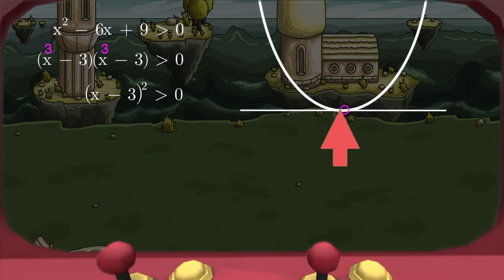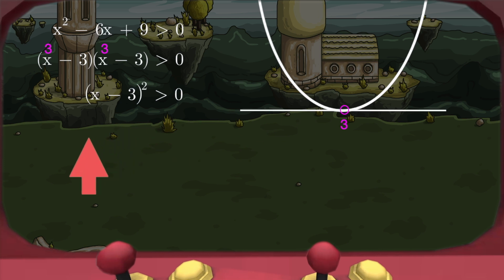Okay. Now we want to know, where is the parabola above the x-axis? It is above the x-axis everywhere. Do you see? Even if I go to the right, the parabola will be up here somewhere, and if I go to the left, it will be up here somewhere. So for all my x values, the parabola will always be above the x-axis.